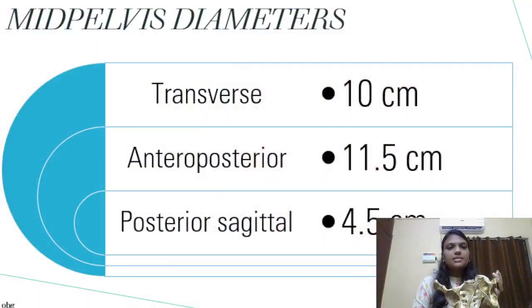It is measured from the point of intersection of both the anteroposterior and the transverse diameter to the tip of the sacrum. The posterior part of the intersection is known as the posterior sagittal diameter, and it measures about 4.5 centimeter in the mid-pelvis. These are the three diameters of the mid-pelvis.